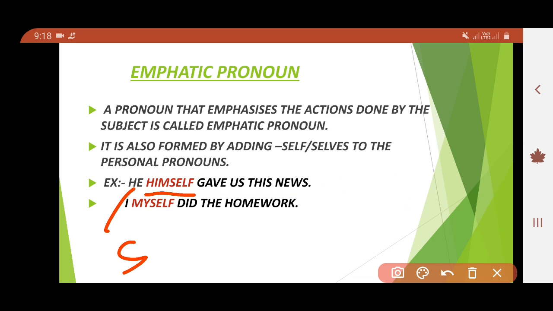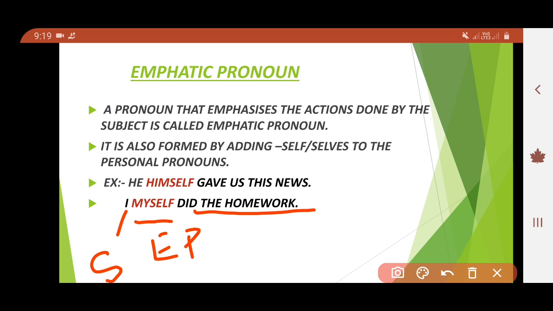Next example: I myself did the homework. So I here is the subject, myself is the emphatic pronoun, and did the homework is the action. That means this myself, emphatic pronoun, is used to give more stress or more emphasis on the action, doing the homework, by the subject, that is I. Okay, clear? So what is emphatic pronoun? Emphatic pronoun is a pronoun that gives more stress on the actions that are done by the subject.